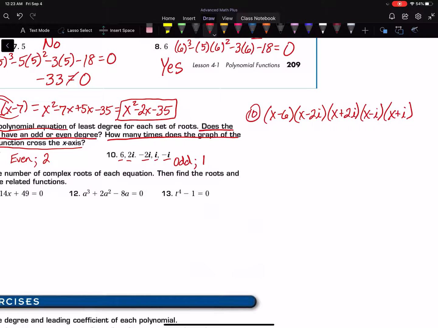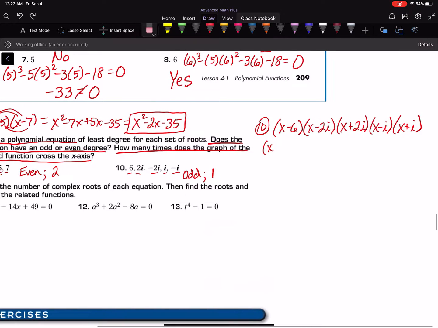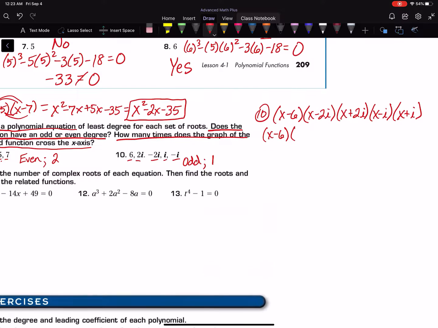Again, I'm just doing the opposite to make the factors, and then I multiply them out. Multiply the conjugates together, that's the easiest thing to do. If you can remember this trick, the conjugates will always cancel out the imaginary numbers, okay? So in the middle, they'll cancel. I'm going to show you the long way.